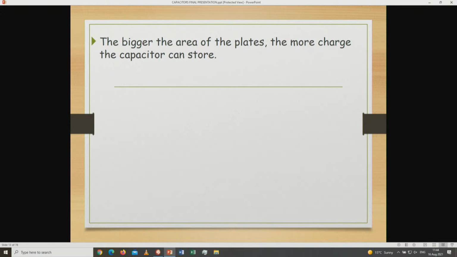The bigger the area of the plate, the more charge the capacitor can store. This is the relationship between the charge and the area of the plate. So it means the bigger area will allow more charges to accumulate. And we can illustrate that by showing you what I mean by that.